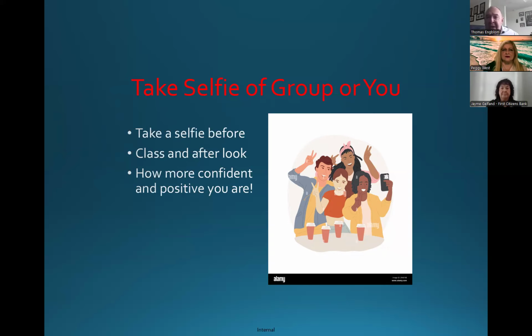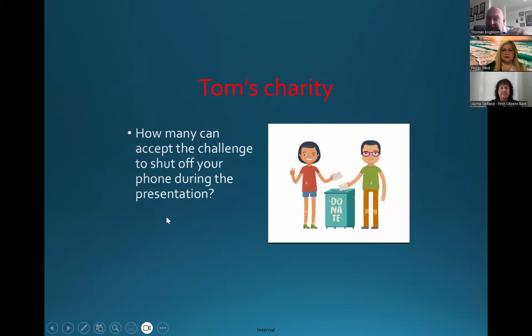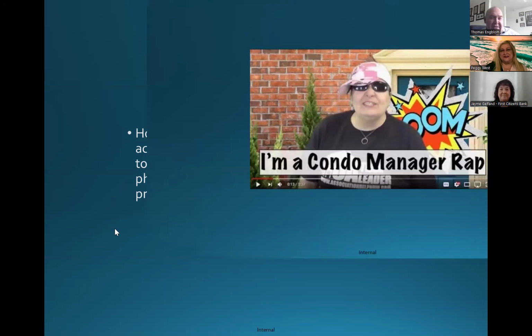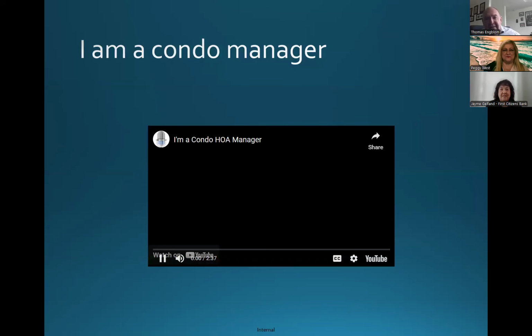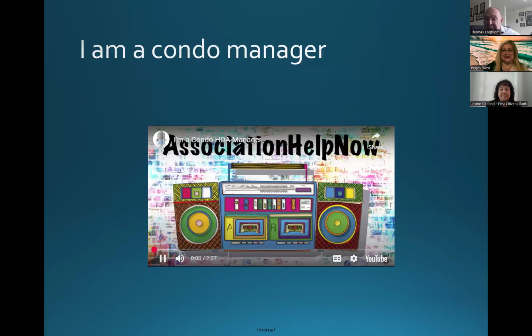Now, one of the components that I say is that we all believe in charities. And today I created a charity and it's called Tom's Charity. And we have to do this on the honor system today. But if you look at your phone during the presentation, you have to Venmo me $20 because it's important that you pay attention and try to get something out of this. So be on the honor system and get through this. This is what Peggy was actually saying, that we have a video here that we're going to share with you.